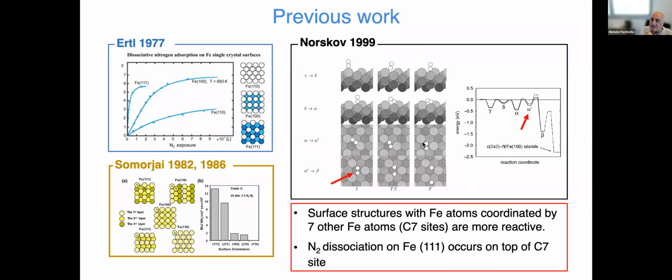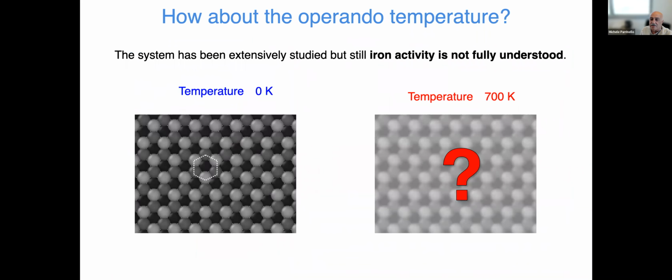And why is this a catalytic site? Because it is a site which is rich in electrons, and to break the N-N bond, which is very strong, you have to pump electrons into this bond. And we'll see this concept playing out further.